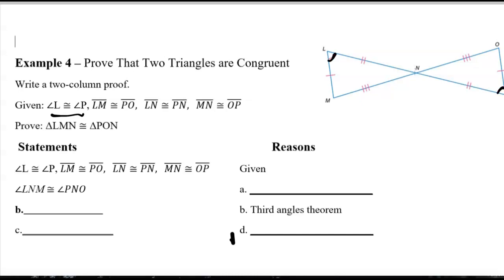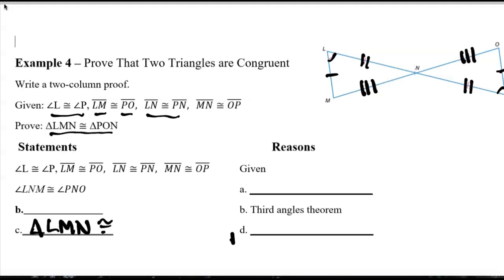It's also telling us that line LM and PO are congruent. So that's this side here. And we also know that LN is congruent to PN. And also that this side here is congruent to this side. What we want to do is to be able to say that the triangles are congruent. Okay, so that's going to be our last statement.